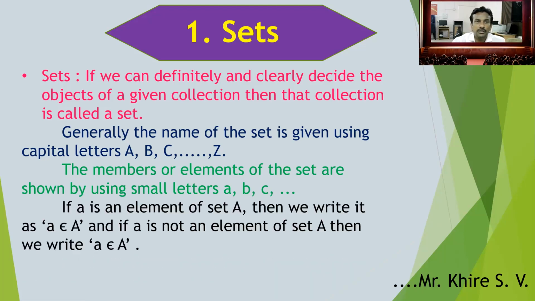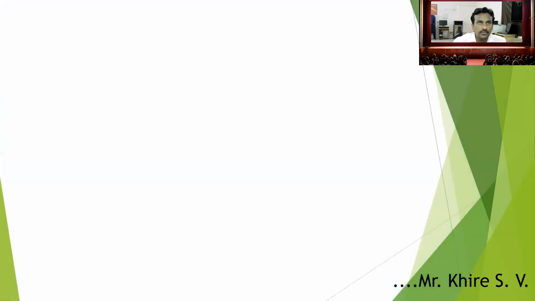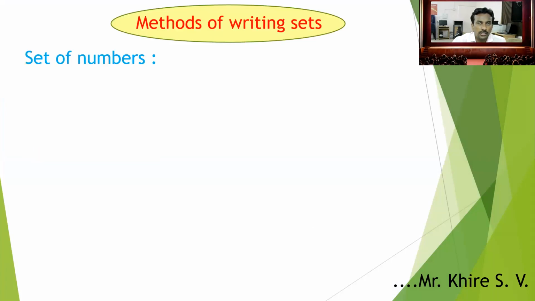If a is an element of set A, then we can write it as a belongs to A. And if a is not an element of set A, then we can write it as a does not belong to A. Okay? These are the symbols belongs to and does not belong to. Now we will see methods of writing sets.